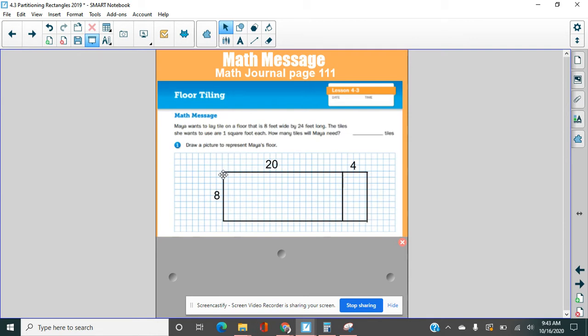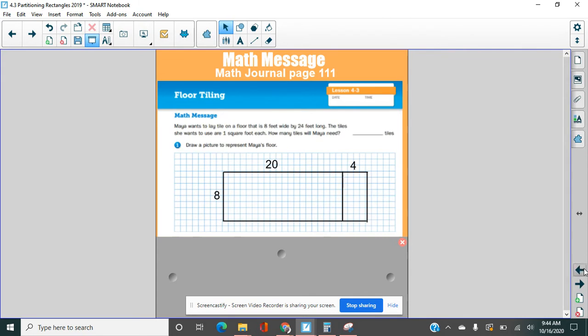And what I had mentioned not to say was 8 feet wide. How did I know this? Well, 8 feet and 24 feet. There's a couple of different ways that I could figure this out. Right now, I need to figure out how many squares are inside this whole thing. So what do you think? How could I figure out how many squares are inside this whole thing?